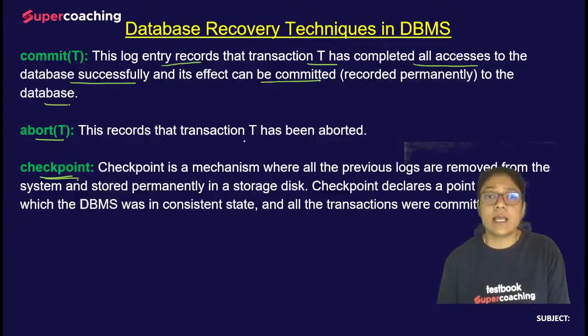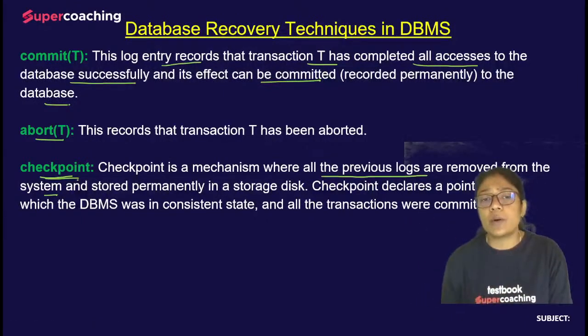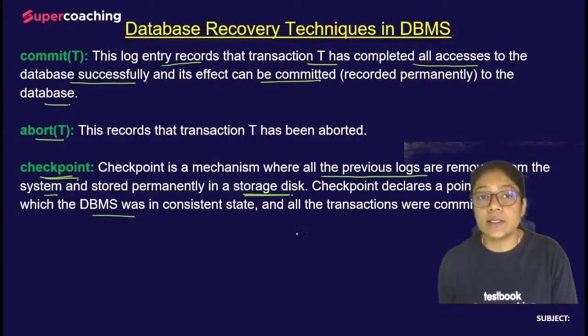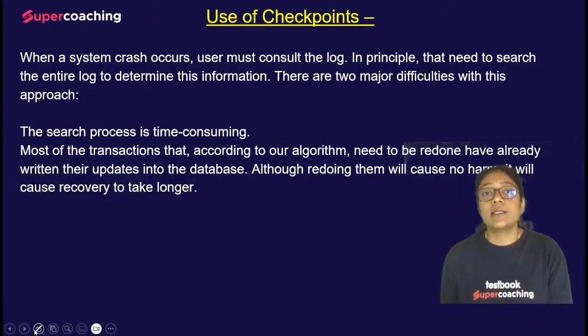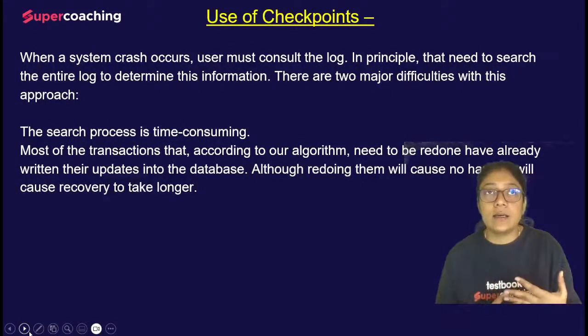Abort, this simply means that the transaction has been aborted, and checkpoint is a mechanism where the previous logs are removed from the system. इससे पहले वाले जितने भी logs हैं, it will be removed and stored permanently on a storage disk. Checkpoint declares a point at which the system was in the consistent state and all the transactions were committed. अब question कैसा आएगा, you will be given some records of the log file, and they'll ask you on what transactions we need to perform the redo operation or the undo operation.